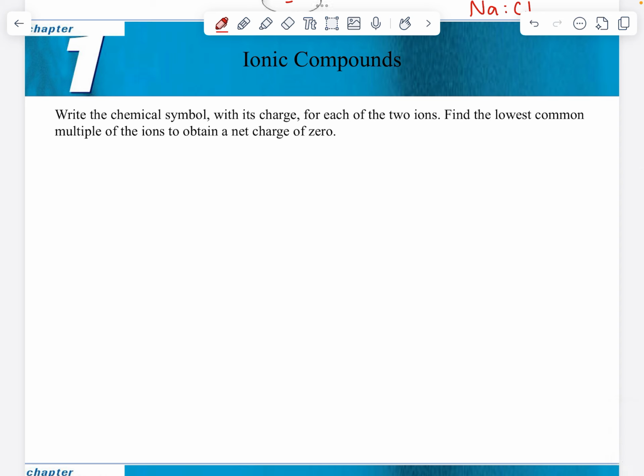So when we go to do ionic compounds, we have to make sure that the charges for each of the 2 ions are balanced. We need a net charge of 0. So I'm just going to pick some examples, some possible cations and some possible anions for us to take a look at.